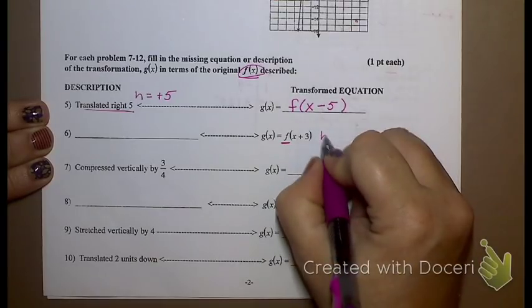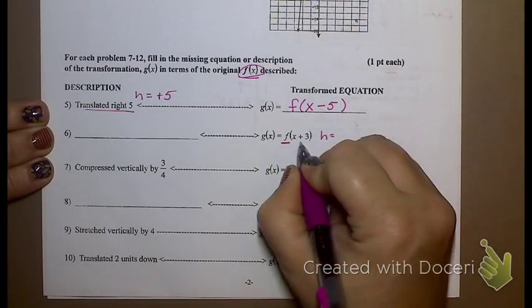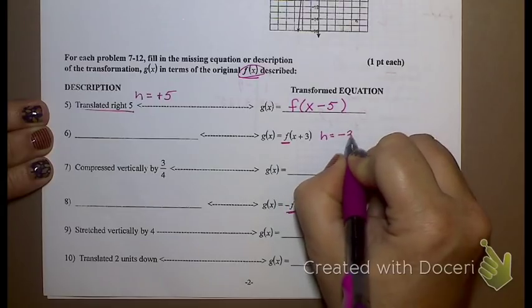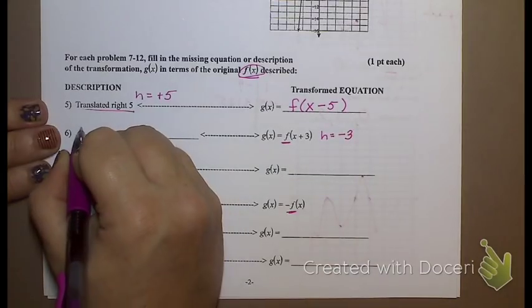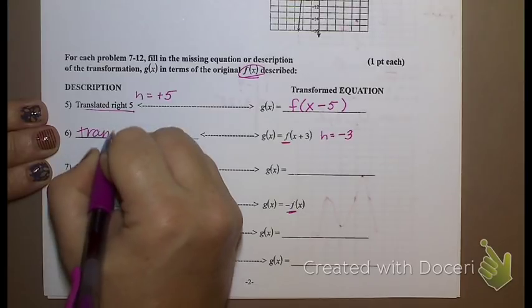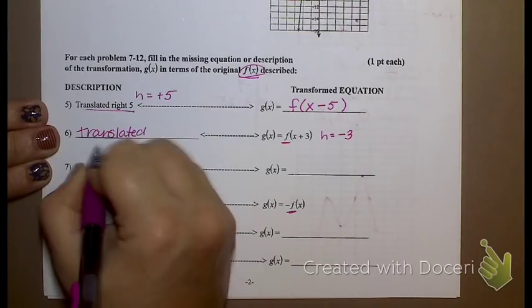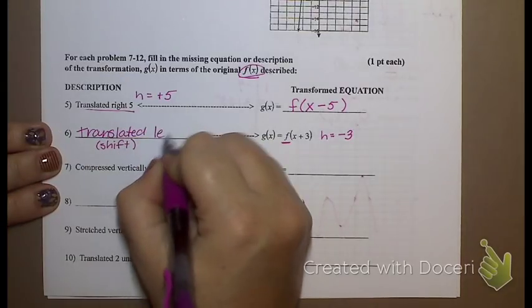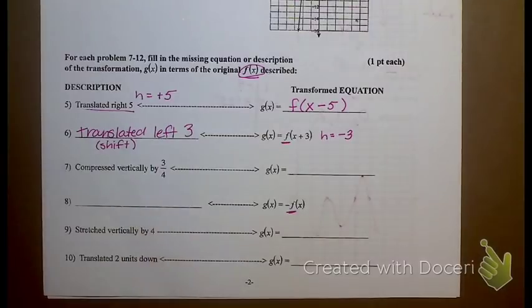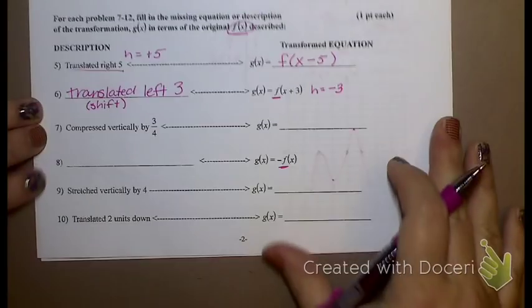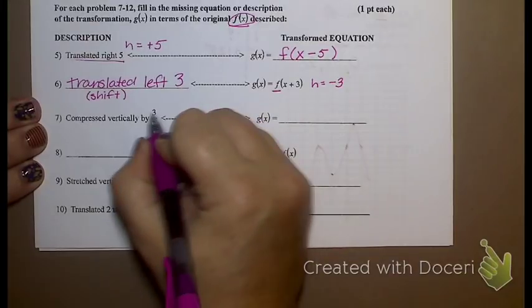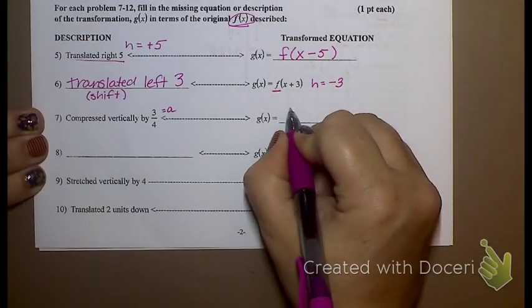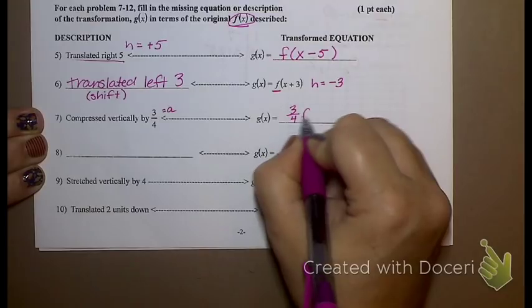All right, what's going on here? This is another h value. What's the h value here? It's a positive 3 in here, which means it's a negative 3. So what do I have? Translated, or you can write shift, I'll accept either. Left 3. Do not just say shift left or translated left. Tell me how far it has been translated. All right, compressed vertically by 3/4. That is an a value, which means that the 3/4 must come before the f of x.